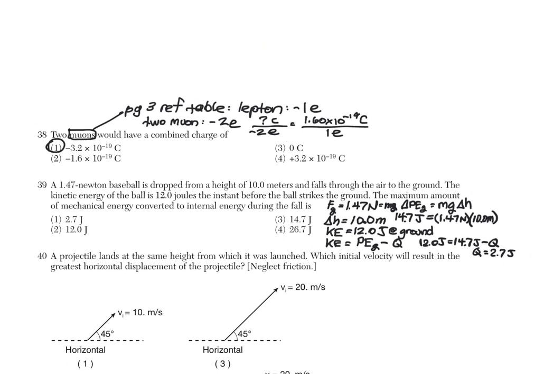And so the amount of energy, it says the mechanical energy converted to internal energy lost to heat is going to be 2.7 joules, choice 1. Now, a couple things here. Mechanical energy, that's energy of motion, that's kinetic energy, gravitational potential energy, and then internal energy is Q, which is heat, just so you know your vocab there. All right, so that is 39.